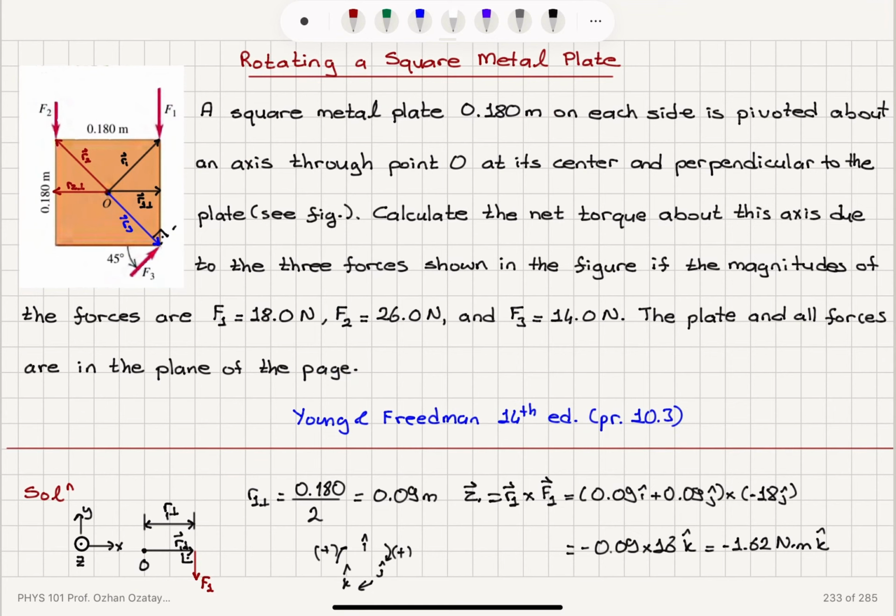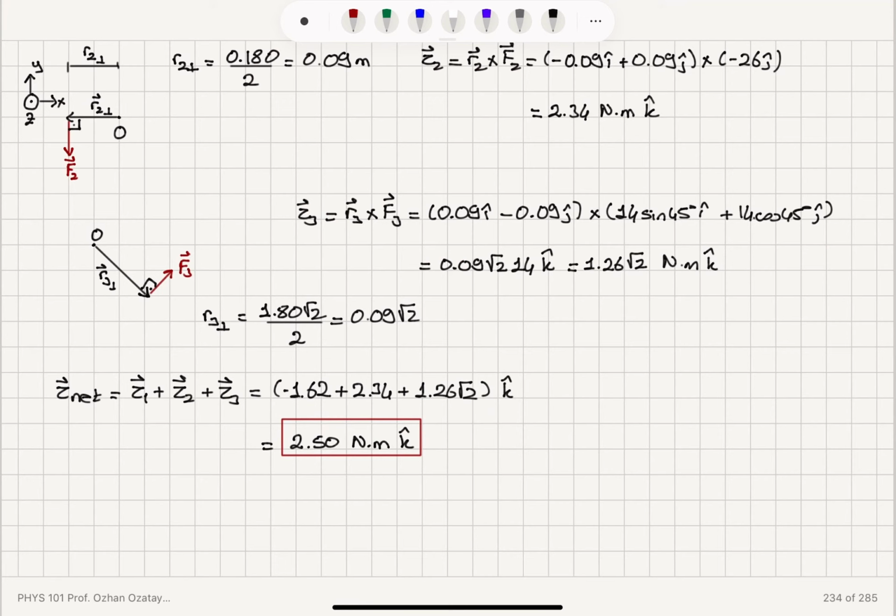Or you can write the R1 and F1 vectors explicitly. R1 vector has a component the side length divided by 2 in I hat and the side length divided by 2 in j hat. So crossed with F1, F1 is in minus j hat direction, minus 18 j hat. I hat cross, you can use these cyclic permutations. I hat cross j hat is k hat, but j hat cross j hat is 0, so that gives us our final answer.